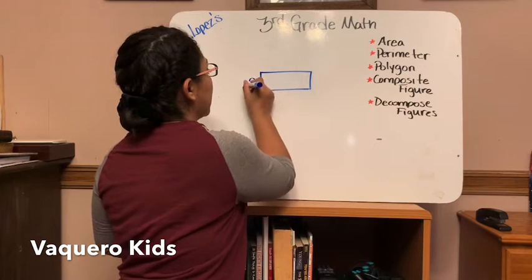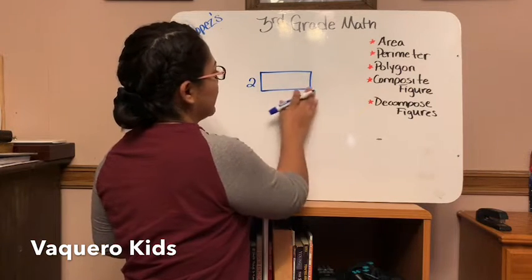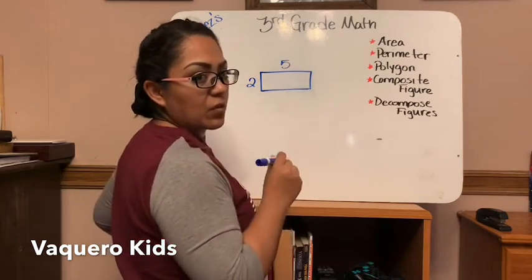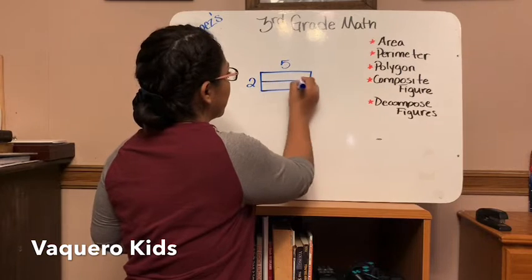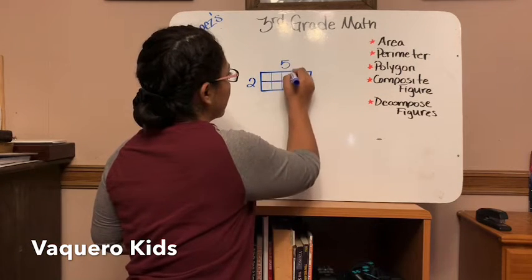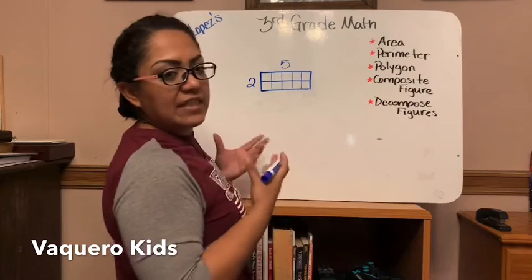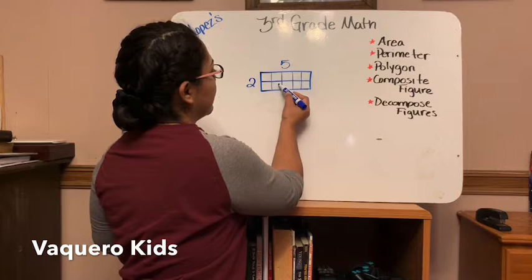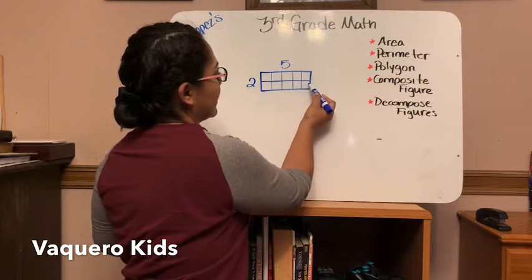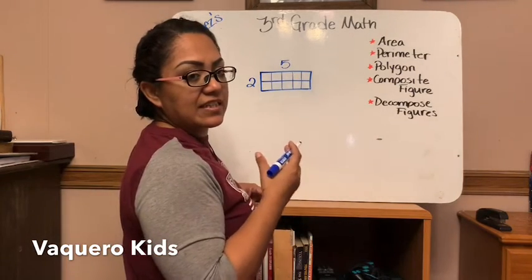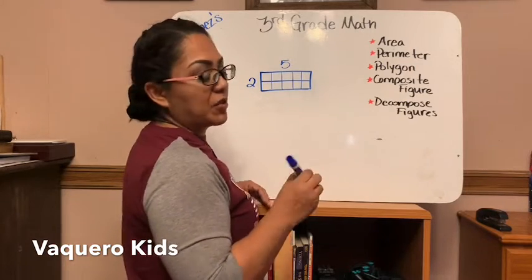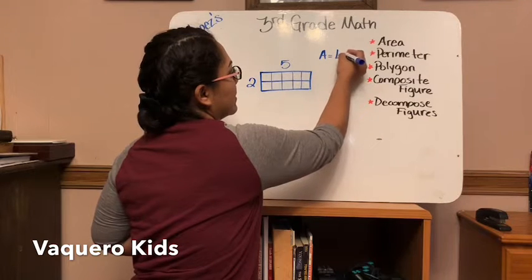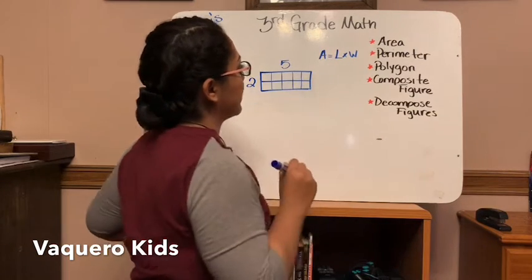So for example, if the width of this figure is 2 units and the length is 5 units, we can divide the figure and we can see how many square units are inside this figure. 1, 2, 3, 4, 5, 6, 7, 8, 9, 10. This figure is 10 square units. We also know that because the formula for area is length times width.